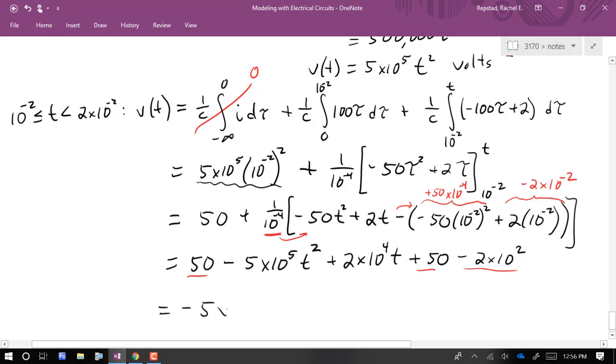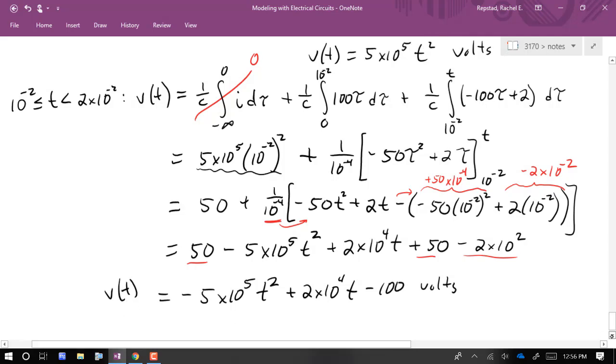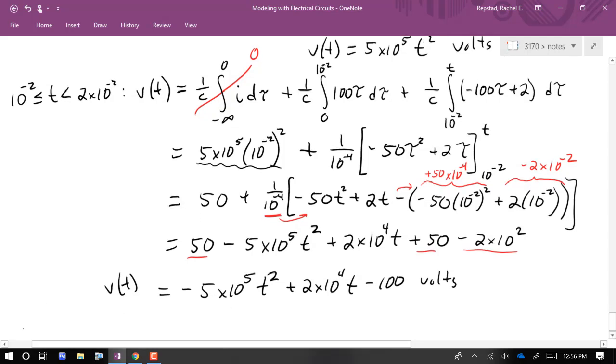So minus 5 times 10 to the 5th t squared plus 2 times 10 to the 4th t minus 100 volts. And that is the function valid between 10 to the negative 2 and 2 times 10 to the negative 2. And we'll note that if you plug in 2 times 10 to the negative 2 at the end of this, you'll get a voltage of 100 volts.